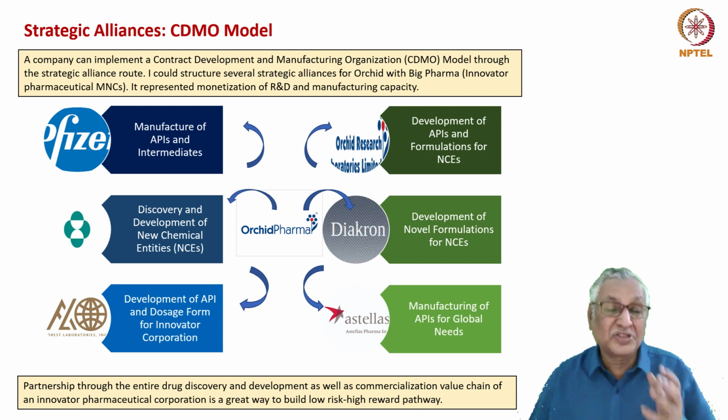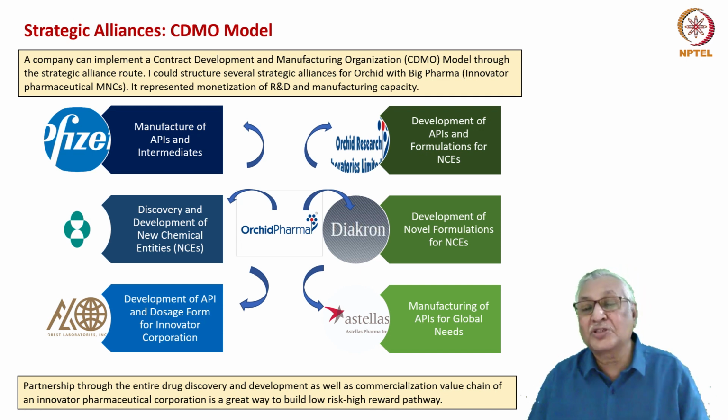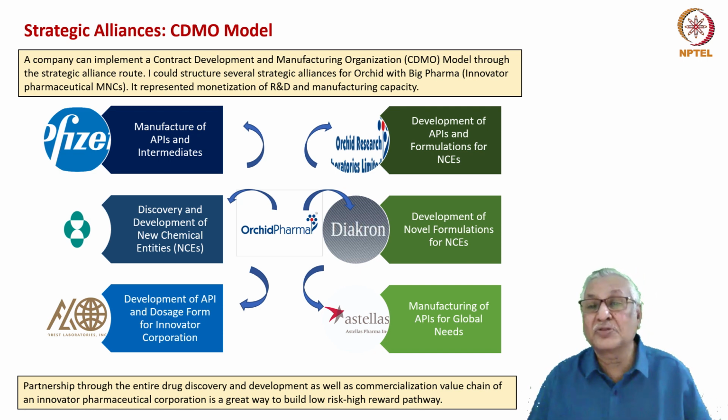You can also have the same kind of approach in the CDMO model as well. So it's very unusual for a company to be a major partner for generic companies, but also be a major partner for big pharmaceutical companies. And that is something which I could achieve thanks to the diversified infrastructure that Orchid Pharma put in place. I could simultaneously, therefore, implement a contract development and manufacturing organization, CDMO, model through the strategic alliance route. Several strategic alliances for Orchid with big pharma, that is, innovator pharmaceutical MNCs, could be structured by me, and it represented monetization of R&D and manufacturing capacity.